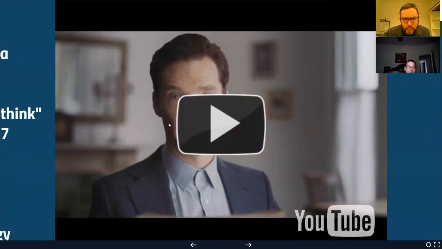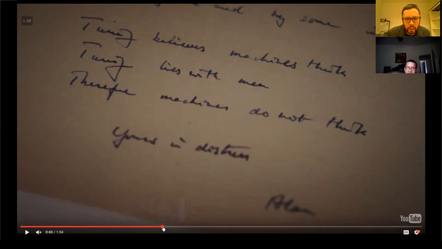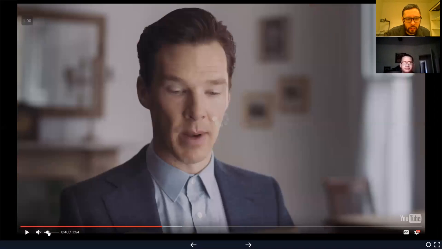You probably know that Benedict Cumberbatch played Turing in The Imitation Game film. And as part of his promotion of that film, he read this letter. This is a letter that Turing wrote shortly after he was arrested. I just want to read the last little bit of this.